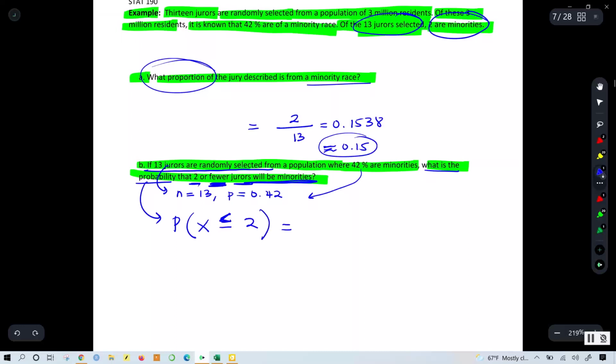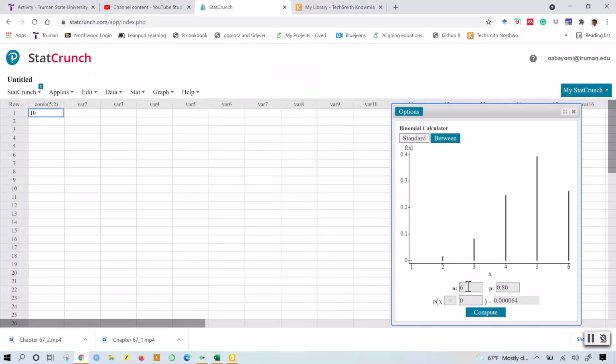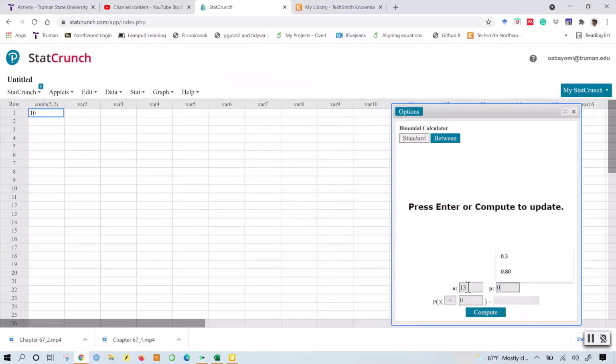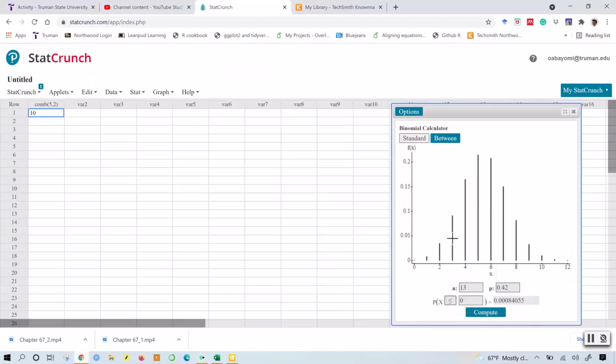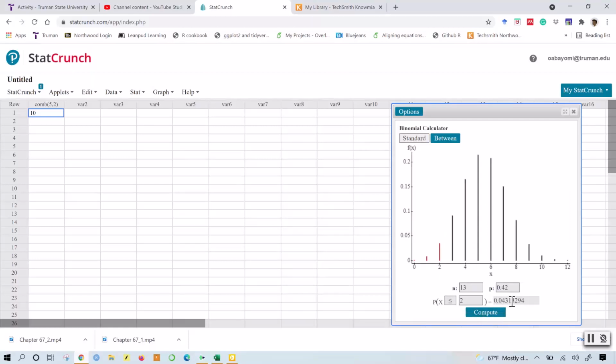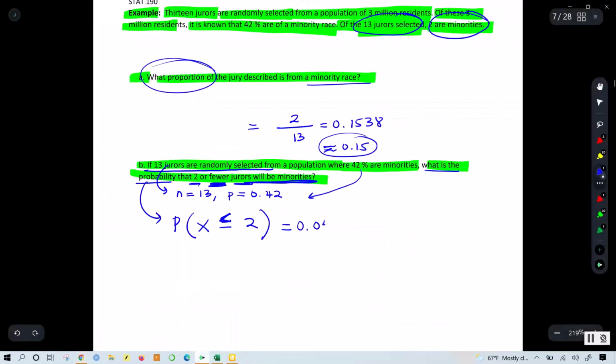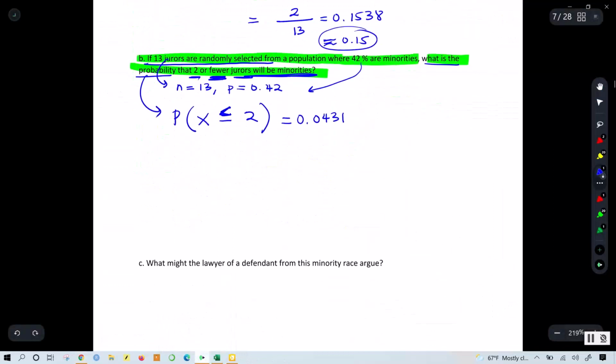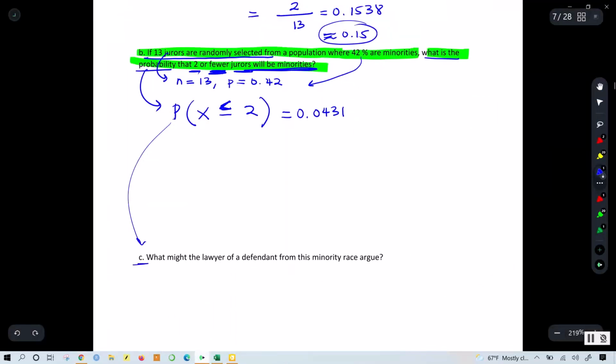So with that said, let's go back to StatCrunch and let it help us with this. So we're going to set the parameters 13 and 0.42. So we have 13 and 0.42, and we want the probability of less than or equal to 2. Compute. You have 0.0431. That is the probability there. So 0.0431.